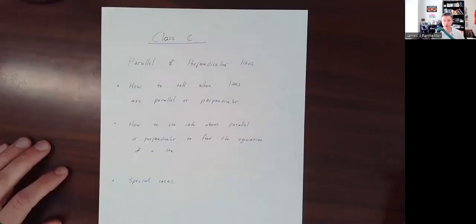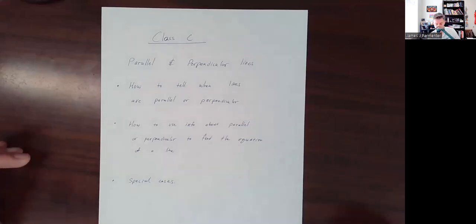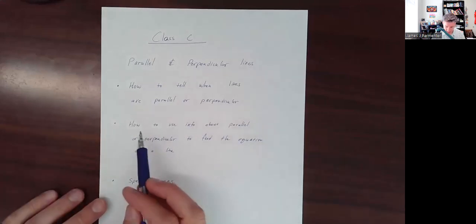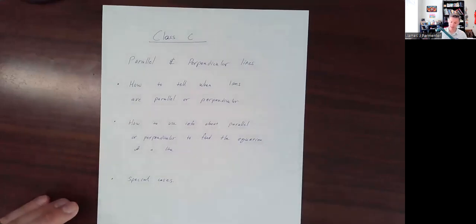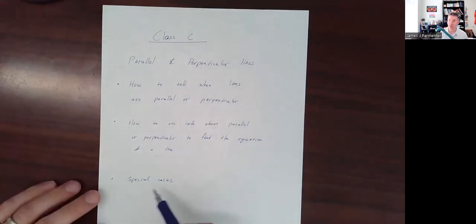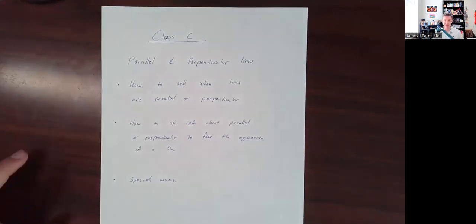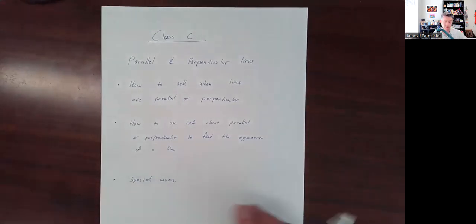So here's what we're doing in class C today. We are going to talk about parallel and perpendicular lines, how to tell when lines are parallel or when lines are perpendicular without having to graph them, although we will graph some of them. I know there's things in my way, but that's how it is. And then how to use info about parallel or perpendicular lines to find the equation of a different line. And lastly, we'll look at some special cases as well, because there are a couple special cases of parallel and perpendicular lines. So let's look at parallel first.